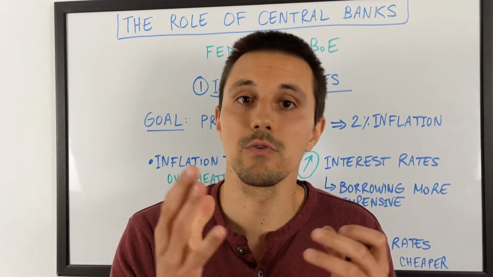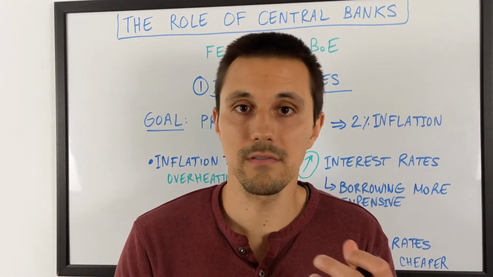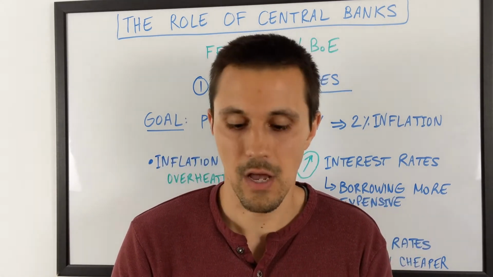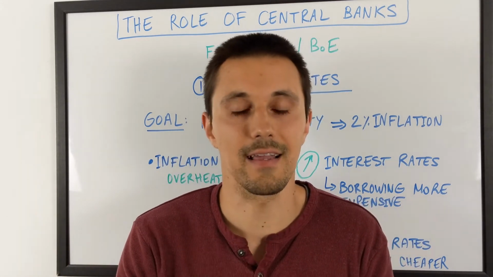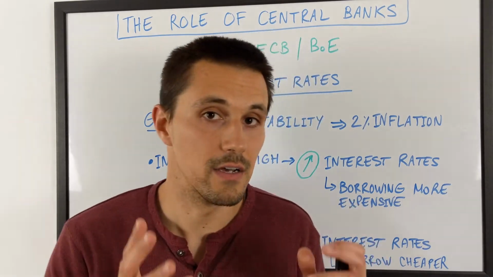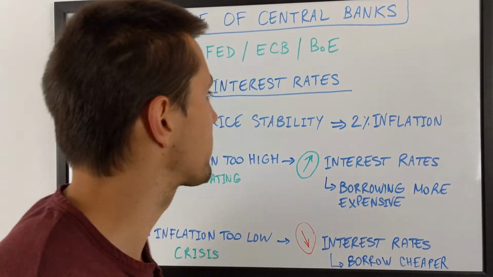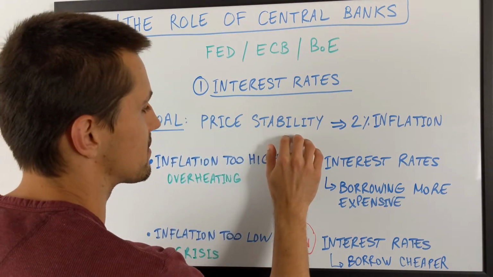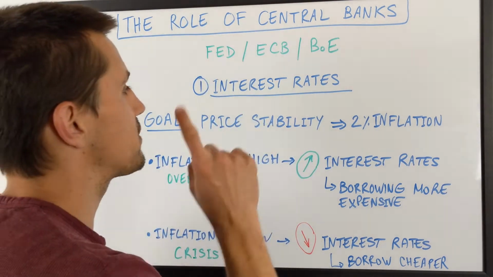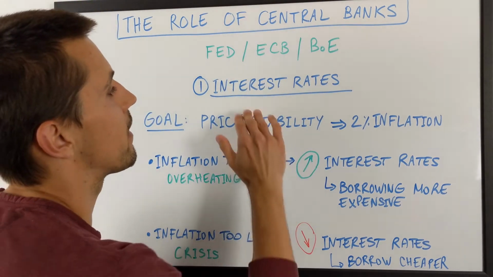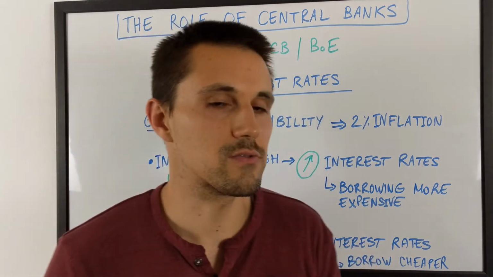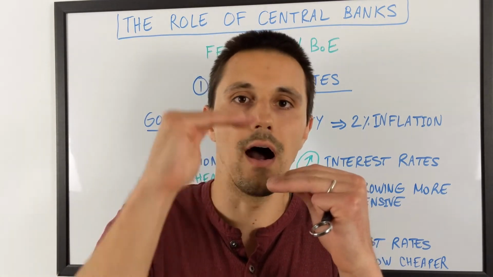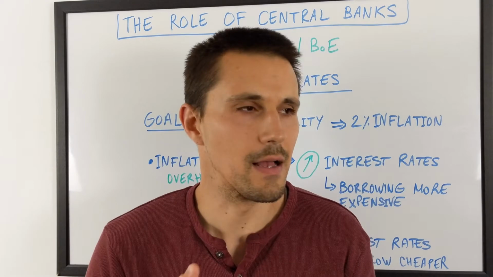Now that we have understood why central banks exist, and also what the goals of central banks are, let's talk about the tools that they can use to achieve their goals. As you remember from previously, the first goal was price stability. So the first tool for the central banks is the interest rates. Interest rates are fixed by the central bank, so they can decide to raise or lower interest rates.